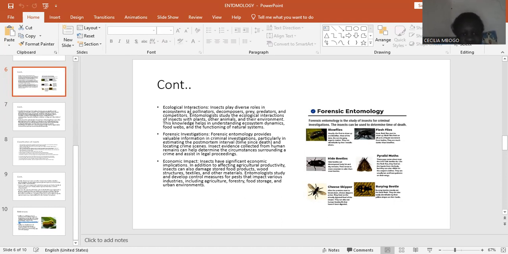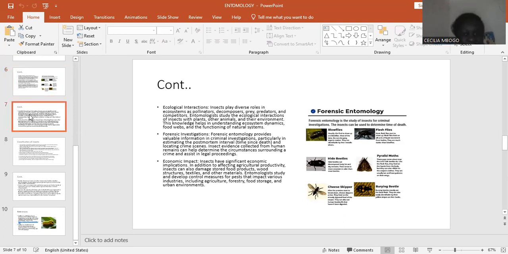They also help in forensic investigation. Just as we said, one of the branches of entomology is forensic entomology. So here the insects help in forensic studies, and they provide valuable information in criminal investigation, particularly in estimating the postmortem interval or the time since death and locating crime scenes. Insect evidence collected from human remains can help determine the circumstances surrounding a crime and assist in legal proceedings.